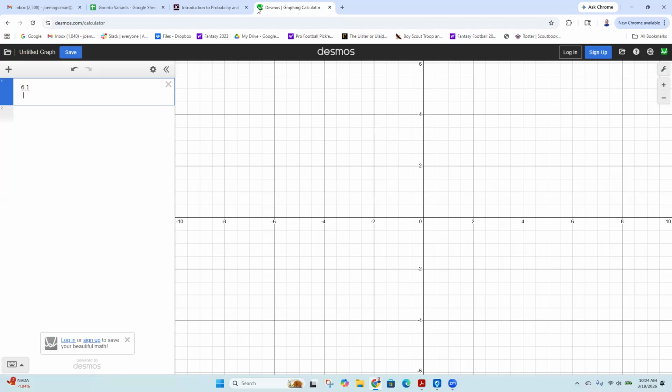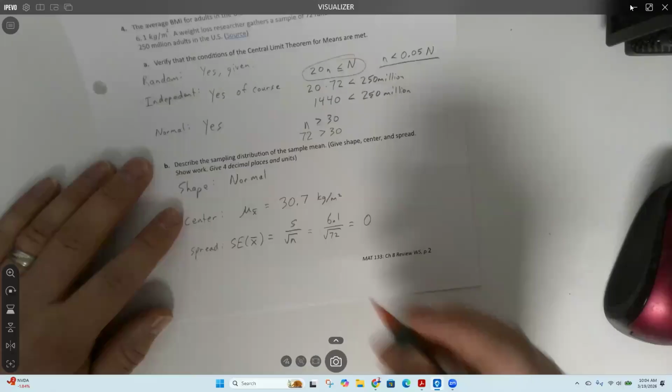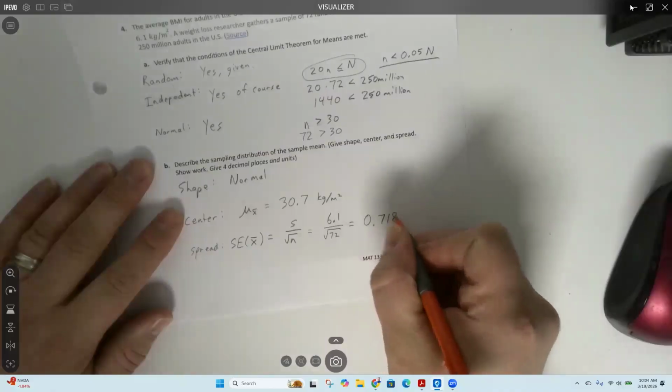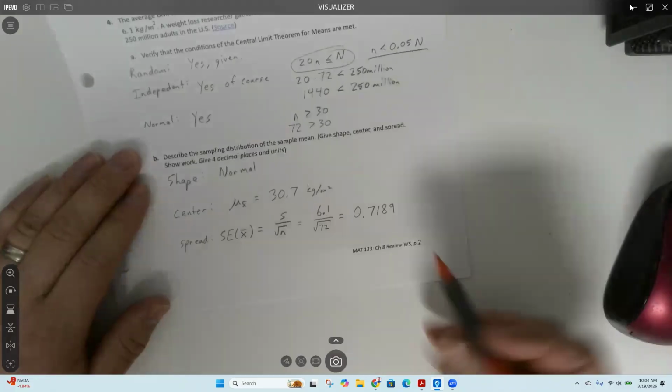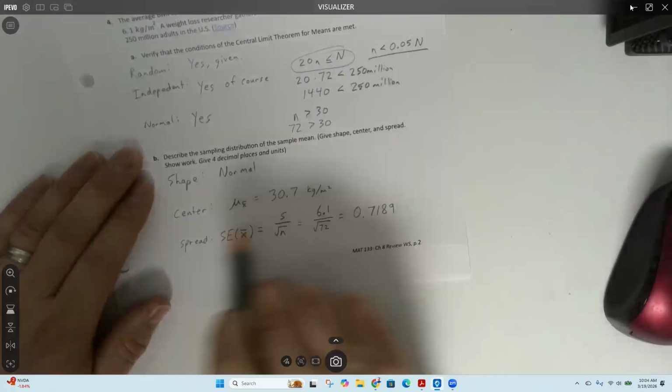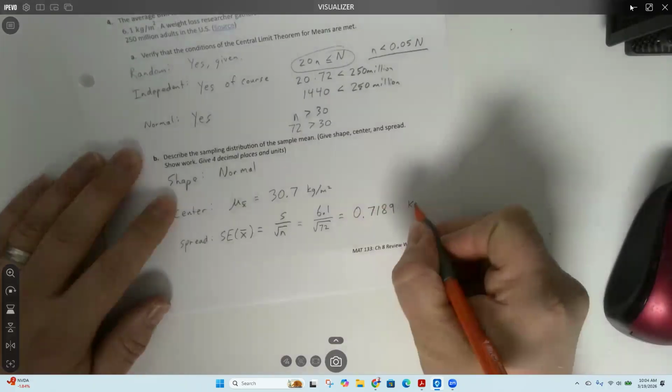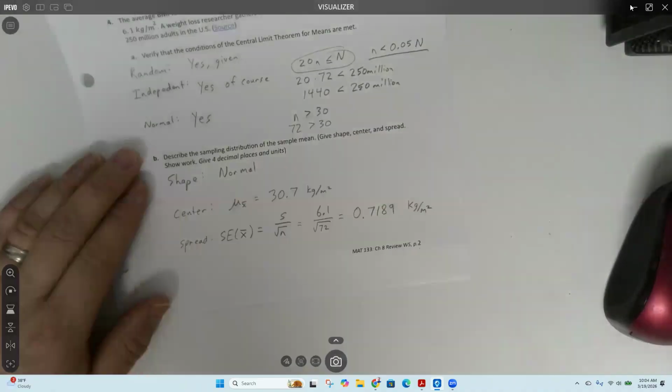6.1 divided by... To do a square root, you type SQRT 72, and that is our spread. So 0.7, we want 4 decimal places, 0.7189. Okay. That is the standard error of the sample means, and you need units on it. The units is kilograms per m squared.